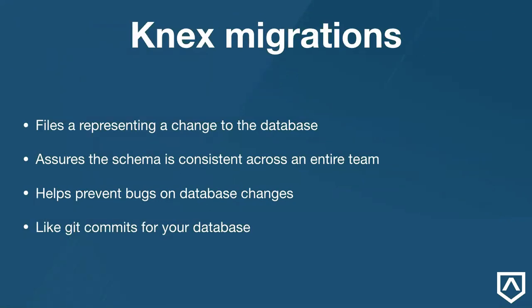So what are Knex migrations? They're files representing changes to the database. So every time there's going to be a change, not to the data itself, but to the actual shape of the database, tables or fields in tables, you want to create a Knex migration to track that change. This helps assure that the schema is consistent for the entire team working on the project. And it also helps prevent bugs when the database changes, or it allows us to easily roll back the database if bugs do occur. You could think of it like git commits for your database. Each of these migrations is a snapshot of some change that has occurred to the shape of the database.